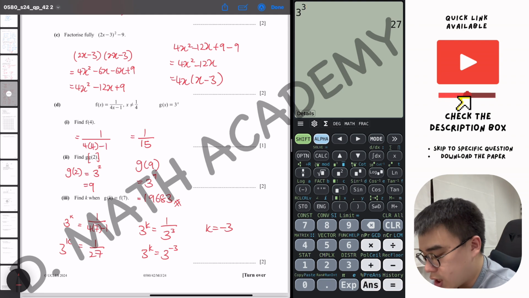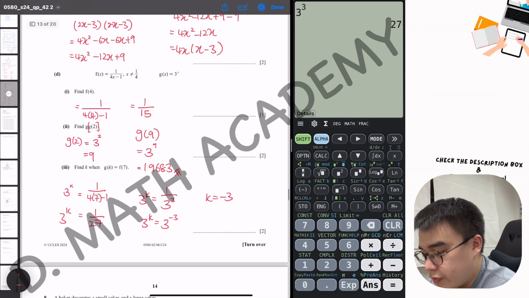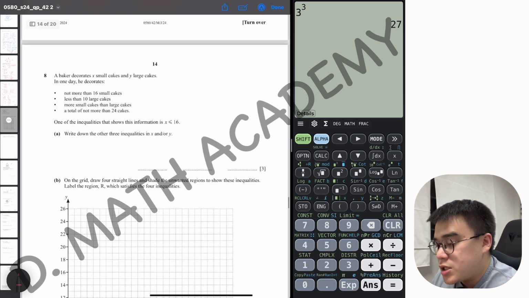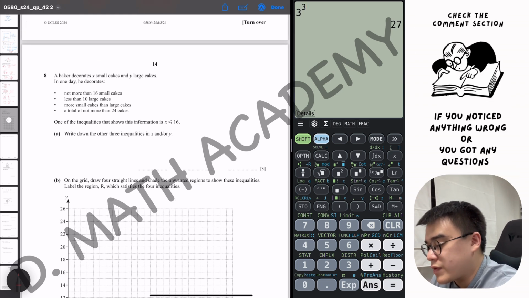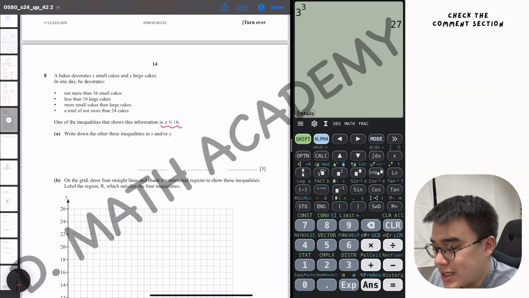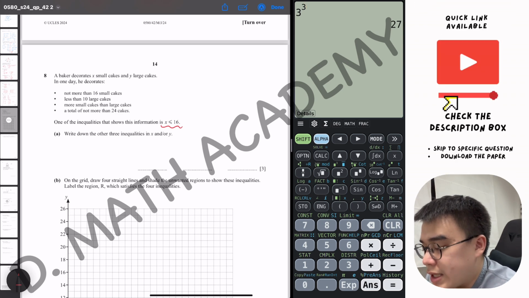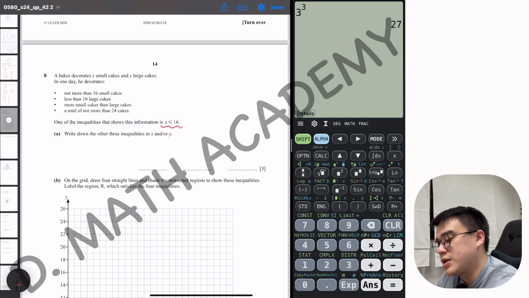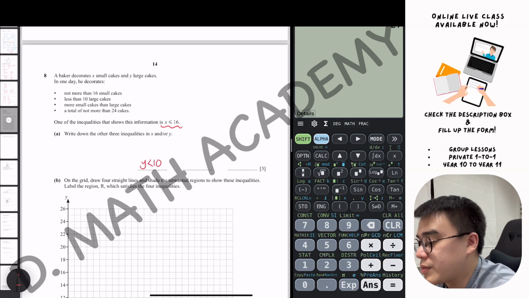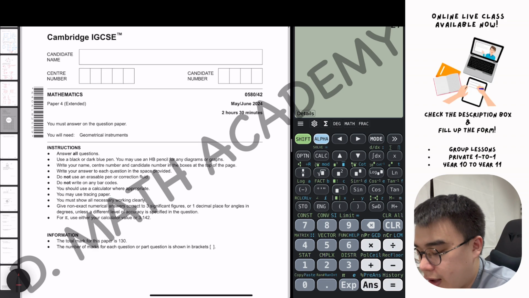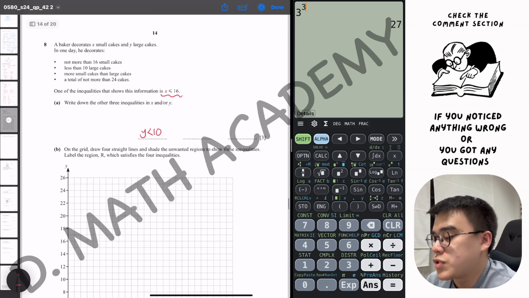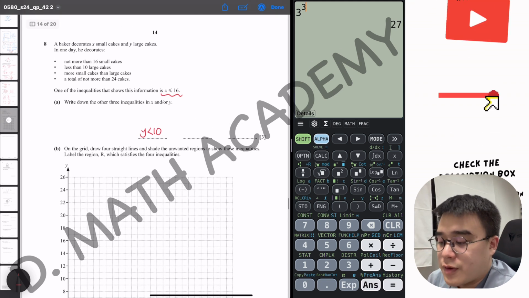That's pretty much it. Okay, so moving on to question 8, which is our inequalities here. They first already gave us one of the lines. It was not more than 16. Then y is large cakes, less than 10 large cakes, to tell us that no matter what's happening, we won't have more than 10 of them. So that's it for the first one.